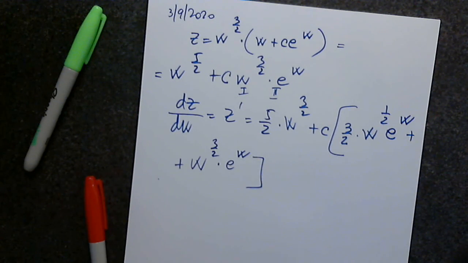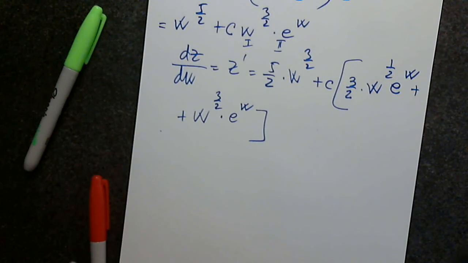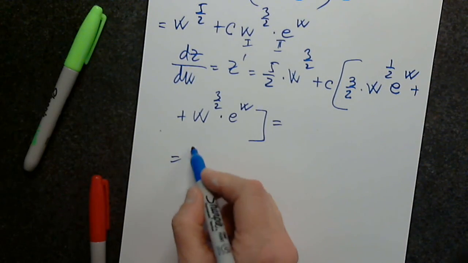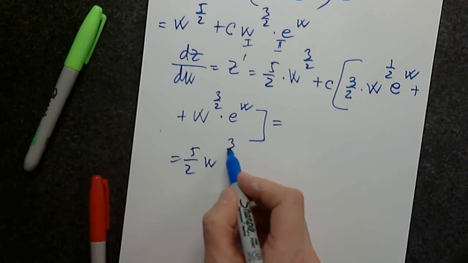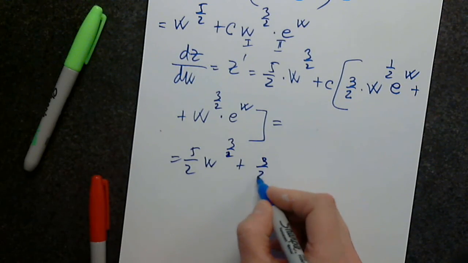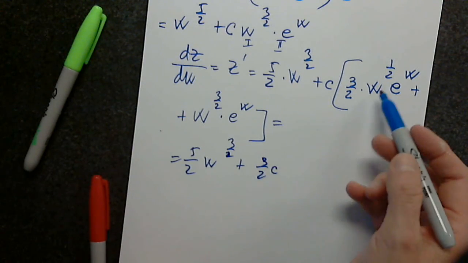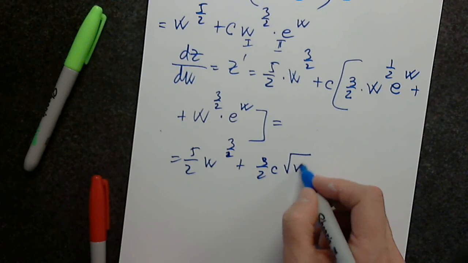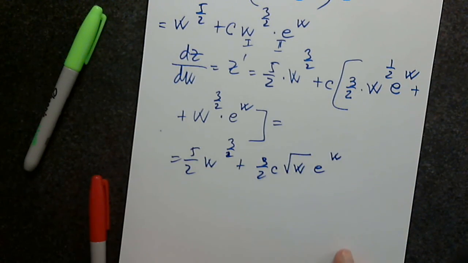I am going to attempt, although I doubt that we can do anything, it's because of the c in the way. I don't think we can do anything, but I'm just going to remove the bracket at least. So I have 5 halves w raised to 3 halves plus 3 halves c. You can change this into the square root of w, e to w.